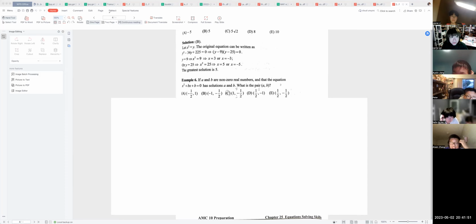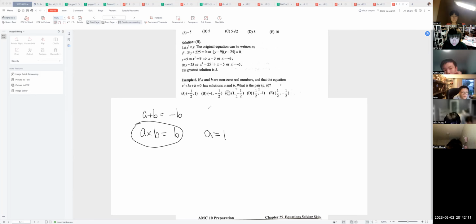So A plus B equals negative B, everybody? And A times B equals B. Based on this, we know A equals 1. Because A equals 1, 1 plus B equals negative B, so 1 equals negative 2B, so B equals negative half. So that's why the answer is this one.